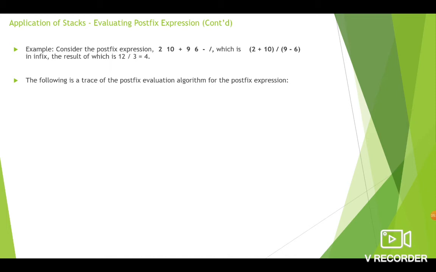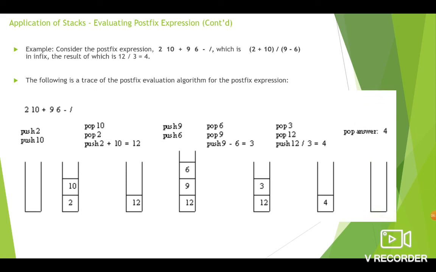Similarly, we go with another example. The expression is 2, 10 plus 9, 6 minus slash. This is the postfix expression. The corresponding infix expression is 2 plus 10 divided by 9 minus 6, which gives you the result 12 by 3 equal to 4. We are going to get the same result using the stack. So see the diagram.